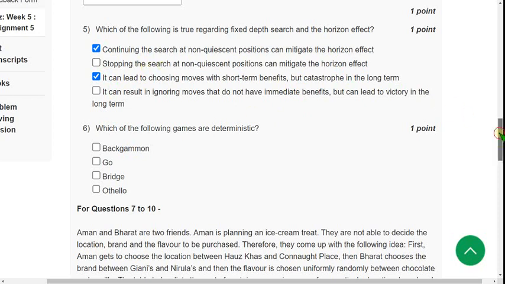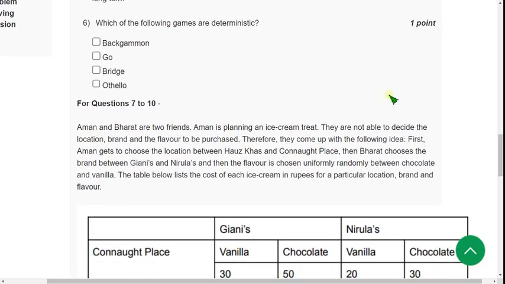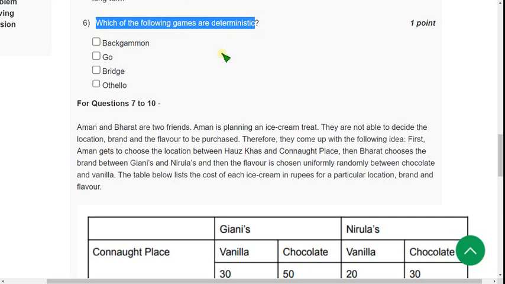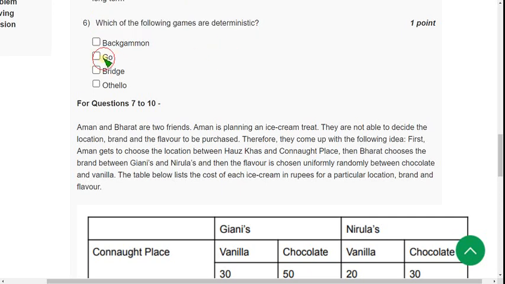And moving on to the sixth question, which of the following games are deterministic? For the sixth question, I have got two solutions. The first one is the second option, Go, and the other one is Othello. So I think the second and fourth options are correct answers for the sixth question. And moving on to the seventh one, guys, questions 7 to 10 are based on this table.